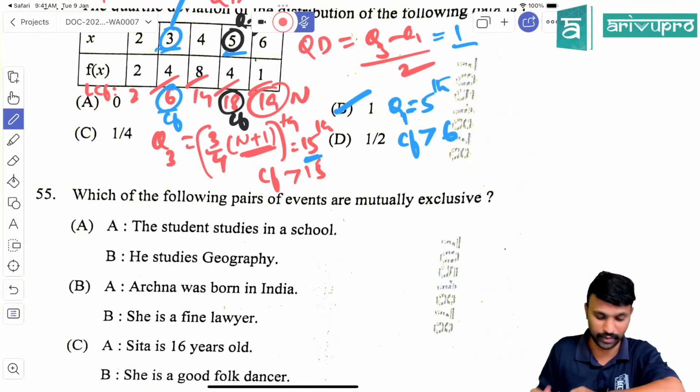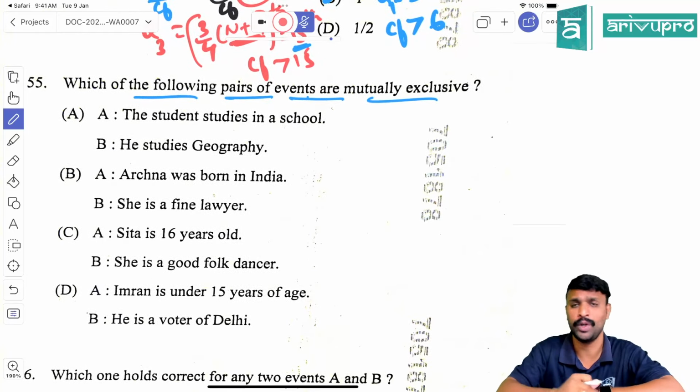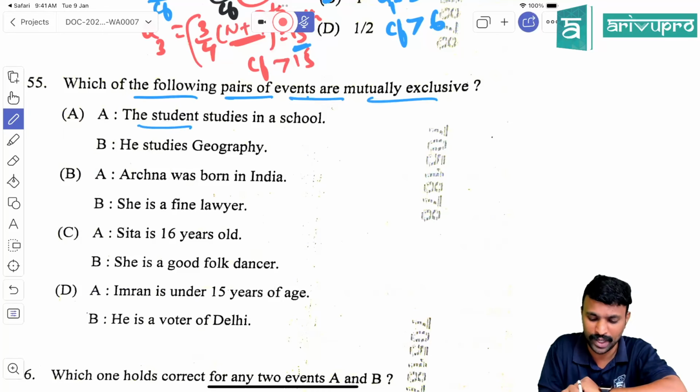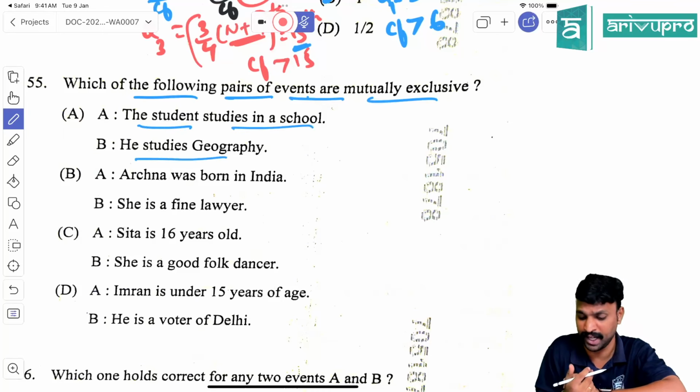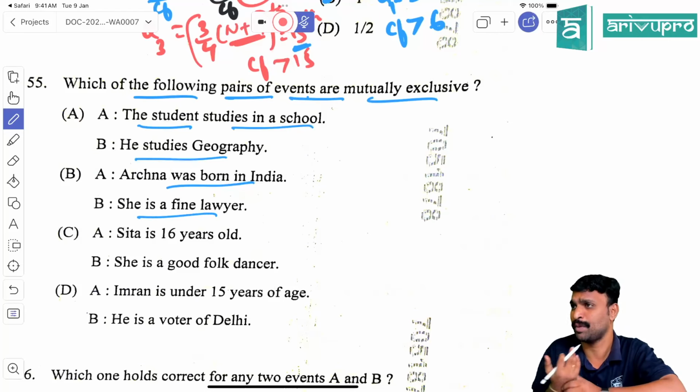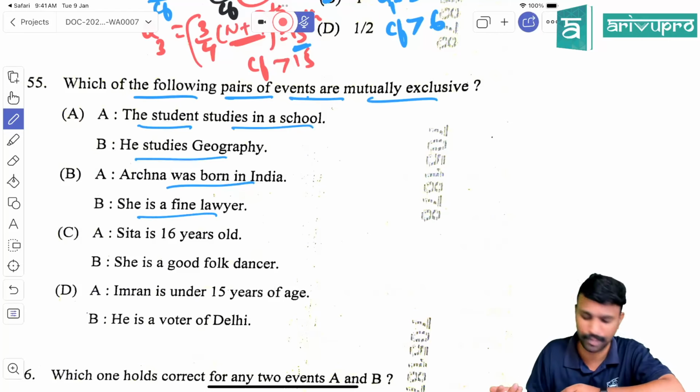Guys, moving on to the next question. Which of the following pairs of events are mutually exclusive? Mutually exclusive means they cannot occur together, or simultaneously. The student studies in a school, he studies geography. It's possible, right? Both events are possible at the same time. Archana was born in India, she is a fine lawyer. So obviously this is also possible. Two events occurring simultaneously is possible.